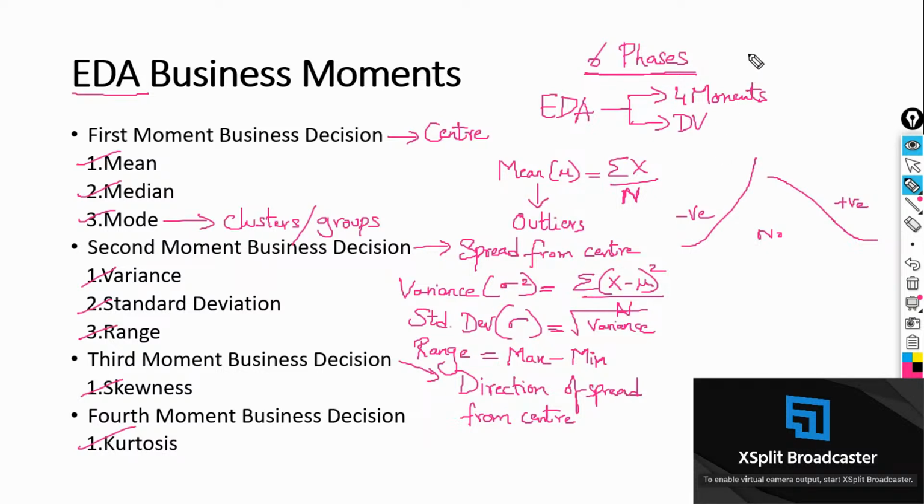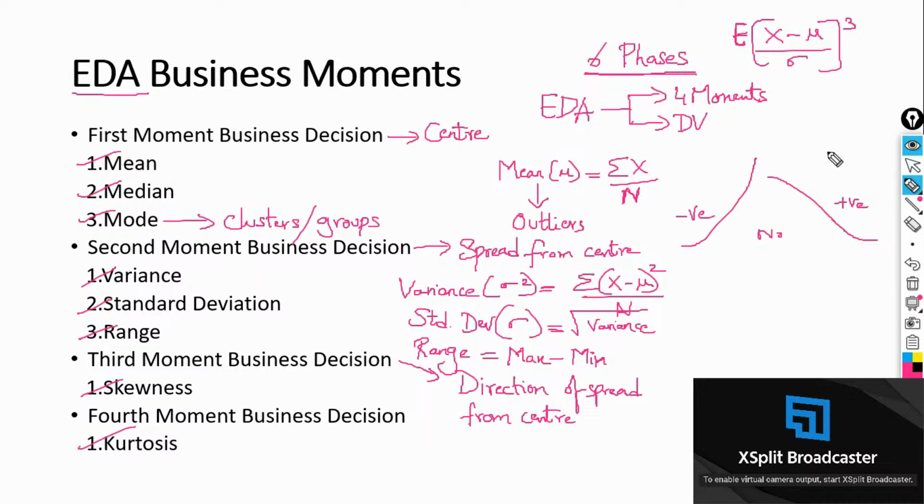Skewness is given as expected value of x minus mu by sigma raised to the power 3. Where mu is representing mean, sigma is representing standard deviation. What is E representing? Expected value. This is not summation, don't get confused. This is expected value. So x minus mu by sigma raised to the power 3.